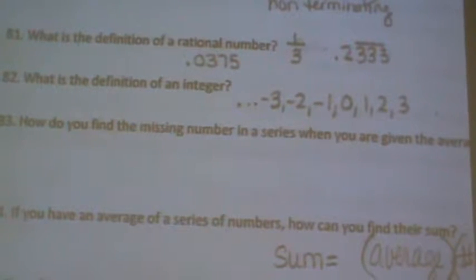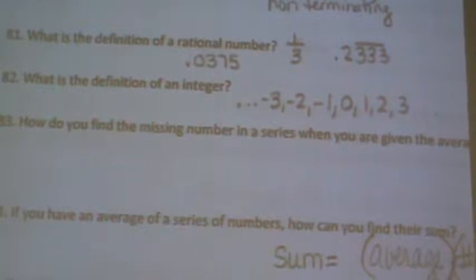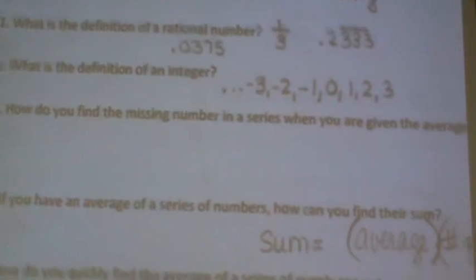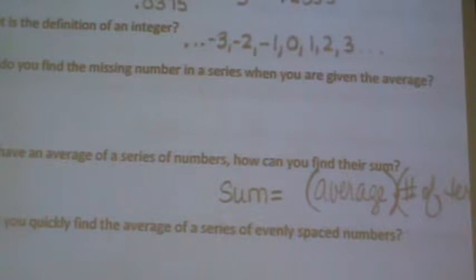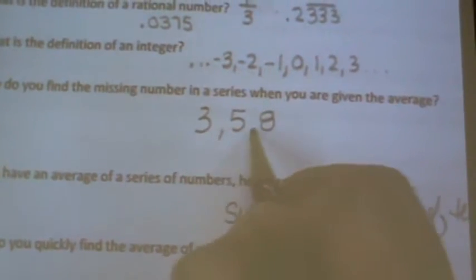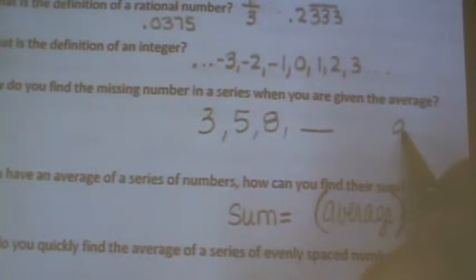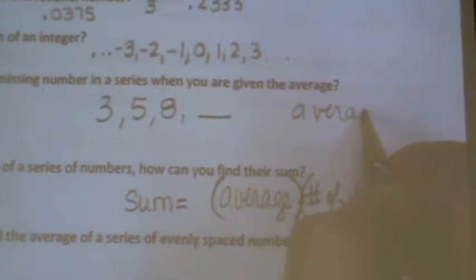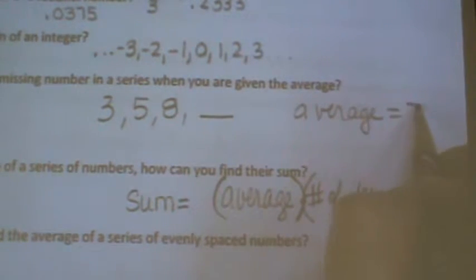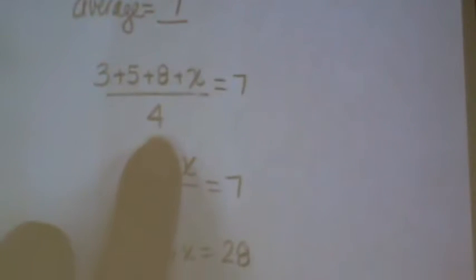Number 83, the question says, how do you find the missing number in a series when you're given the average? So let's say I give you these numbers, 3, 5, 8, and I want to know what this next one is. And they give you the average of these numbers is 7. How would you do this problem? Add them up and add an X and equal to 7.